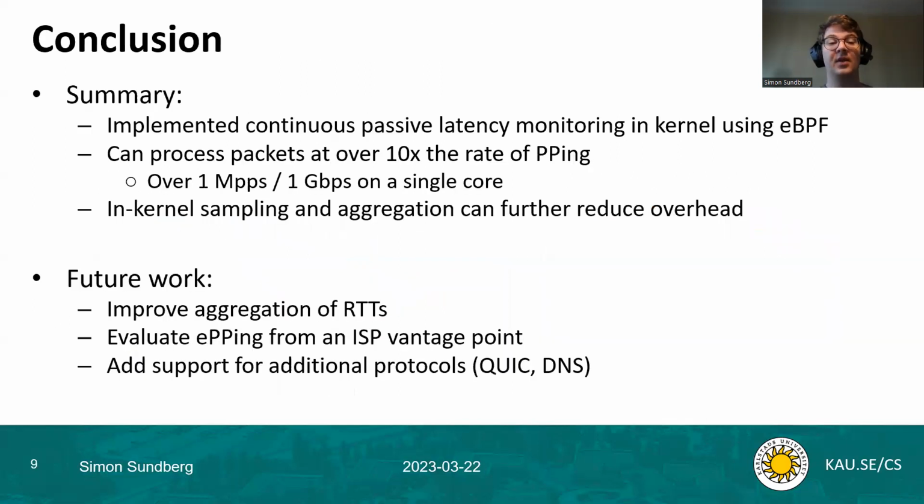So a quick recap then. Basically, we've implemented continuous passive latency monitoring directly in the kernel by using eBPF. And by doing this, we've greatly improved the performance compared to the original p-ping, being able to process packets at over an order of magnitude higher packet rates. We showed that ePping is able to handle well over 1 million packets per second, or correspondingly over 1 gigabit per second of TCP traffic on a single core. We also implemented some simple in-kernel sampling and aggregation to further reduce the overhead as the number of RTT samples that ePping has to report increases.